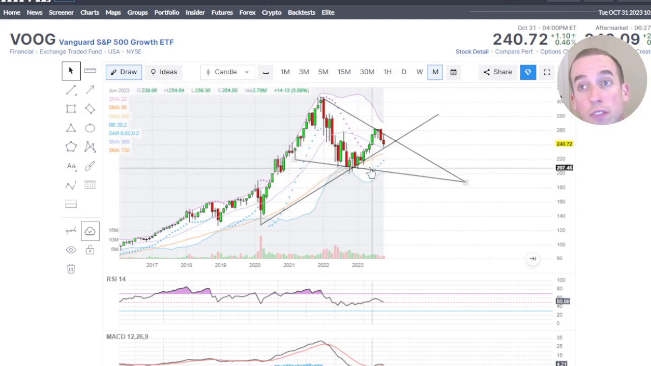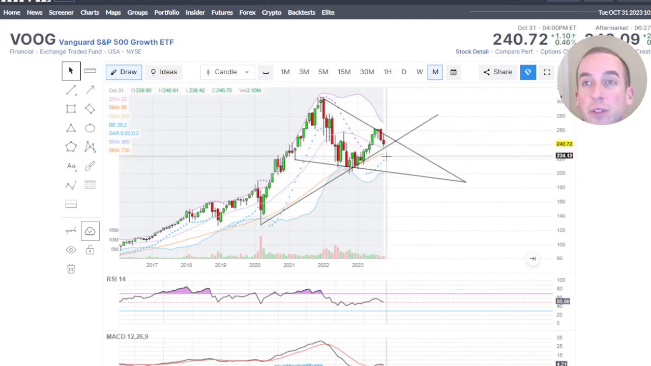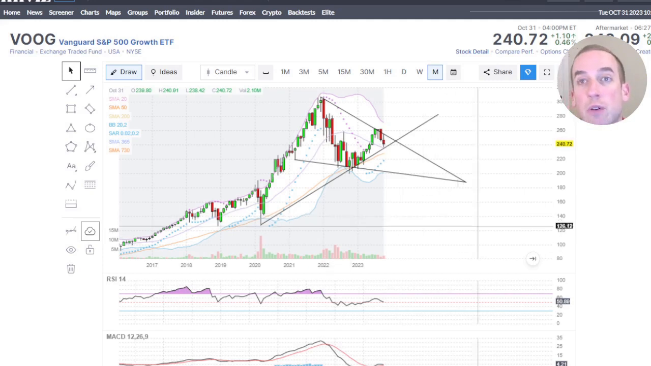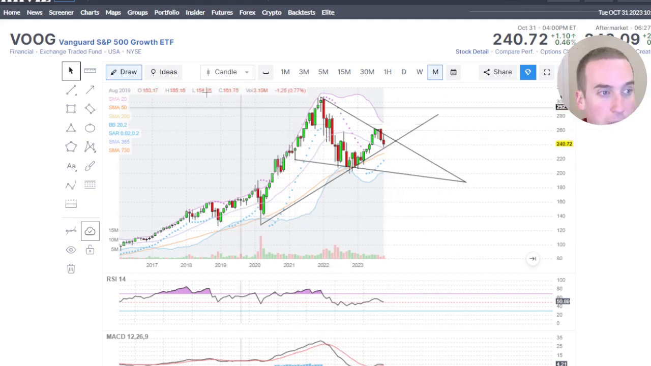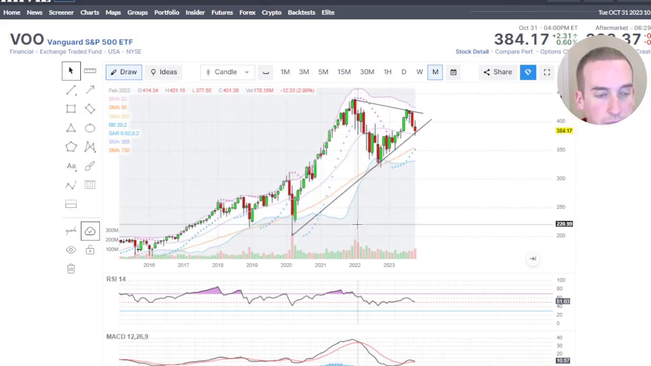Look at all of this support, and it happens to be on this line as well. Resistance at the top of the triangle. And now look here, the candle touched both the standalone support and the triangle resistance. So that is for the VOOG, the growth S&P 500. The VOO, let's take a look at that.